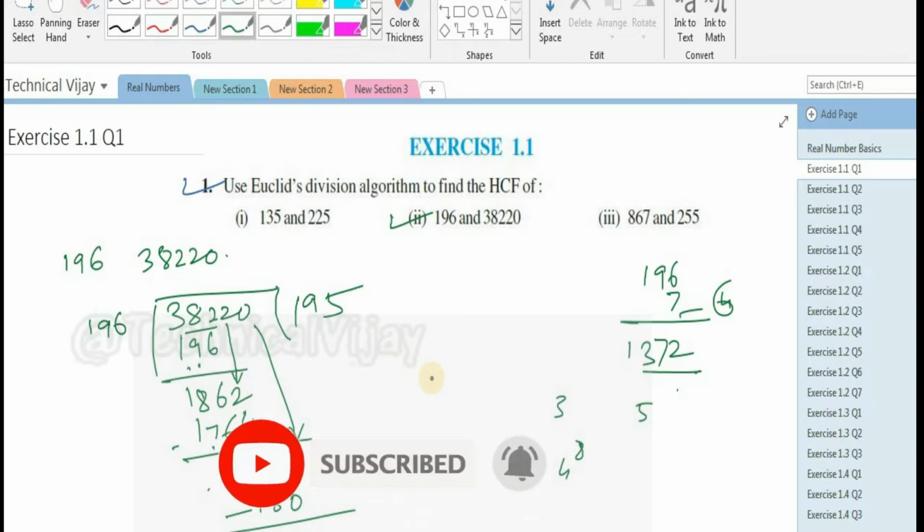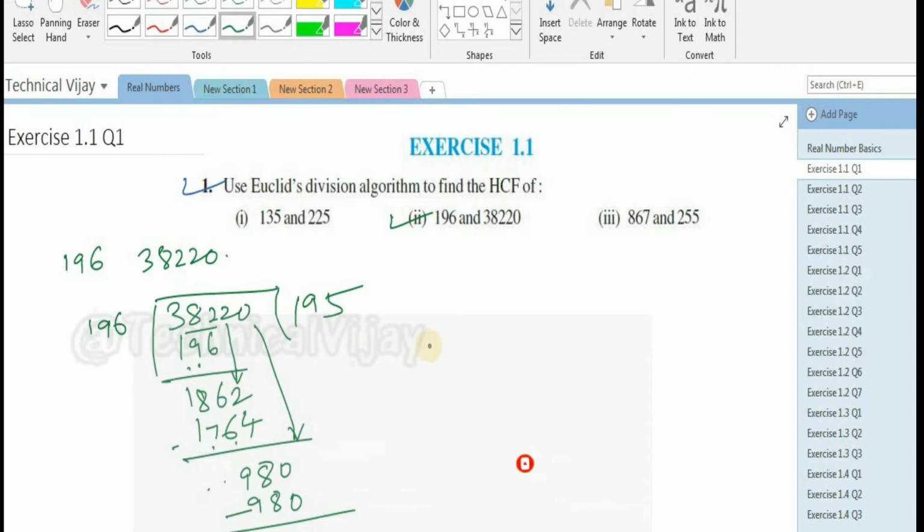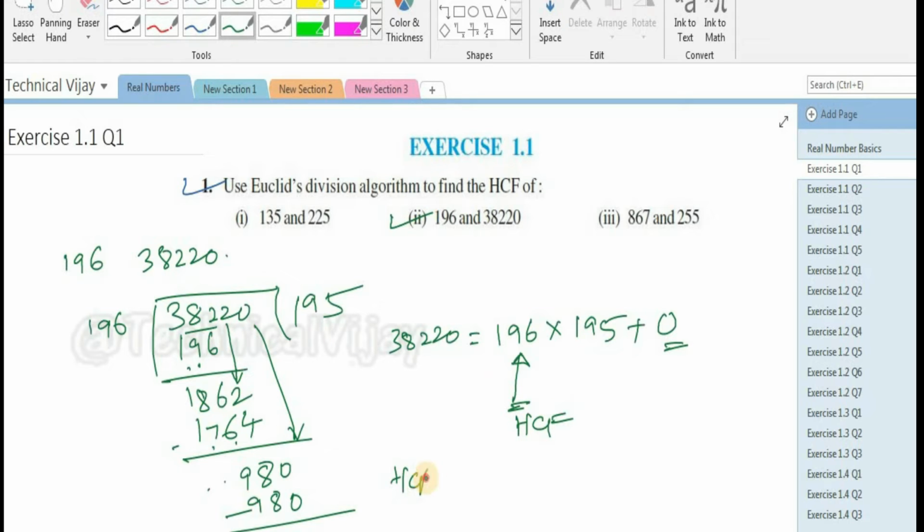This can be written in the Euclid's division algorithm form, that is 38220 is equal to 196 into 195 plus remainder, which is equal to 0. Whenever the remainder is 0, this divisor becomes the HCF. So the HCF of 196 and 38220 is equal to 196.